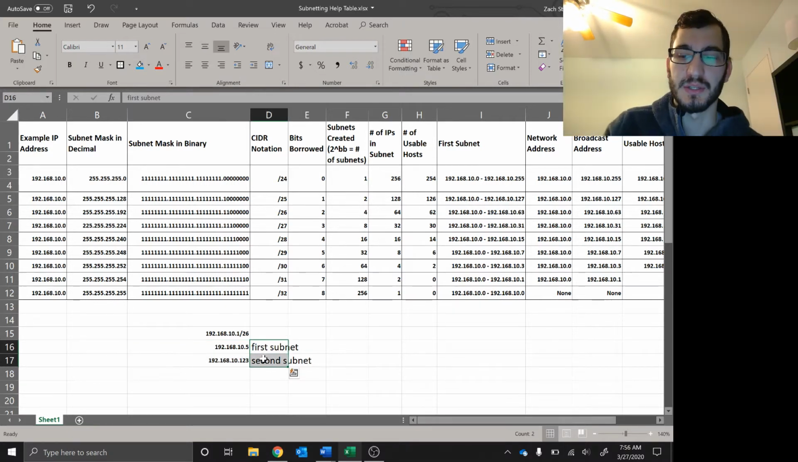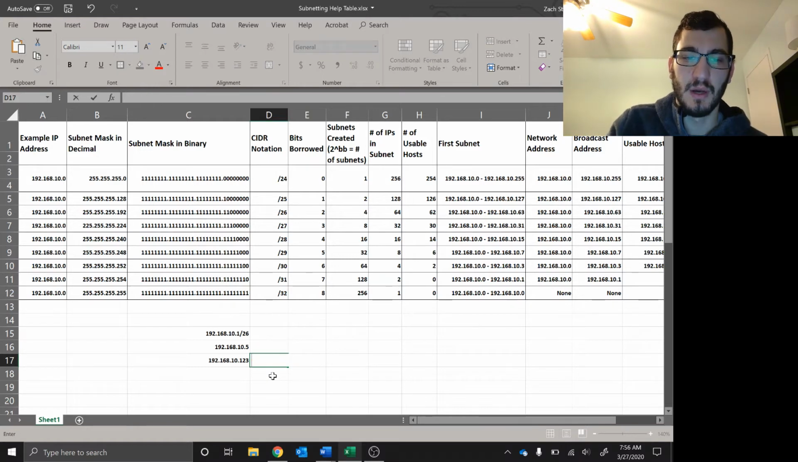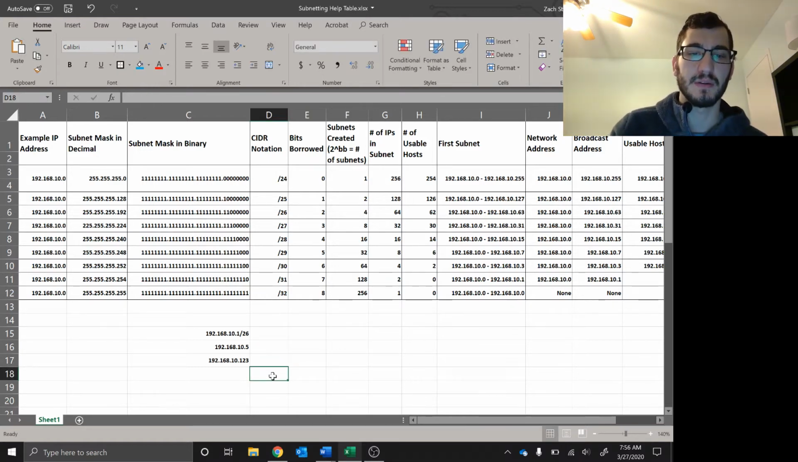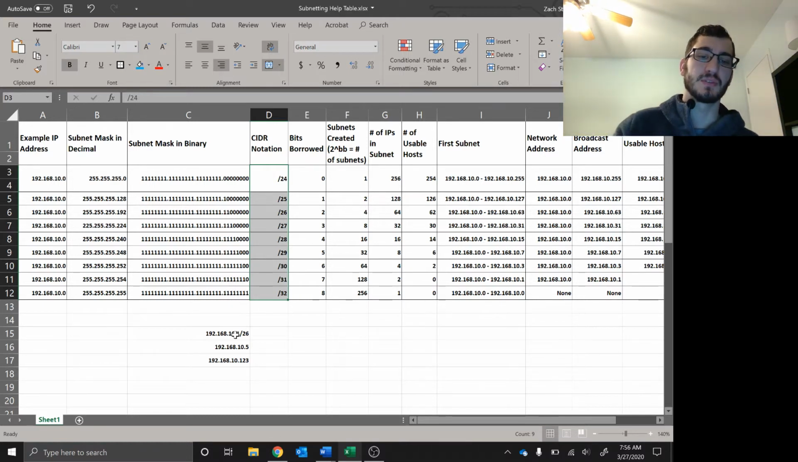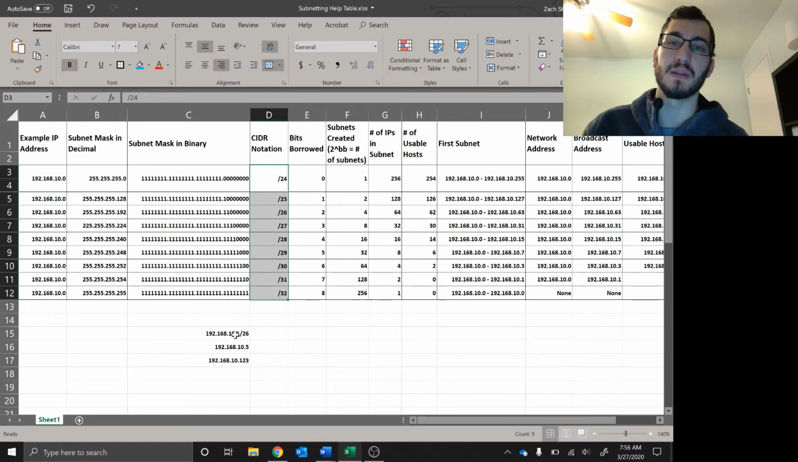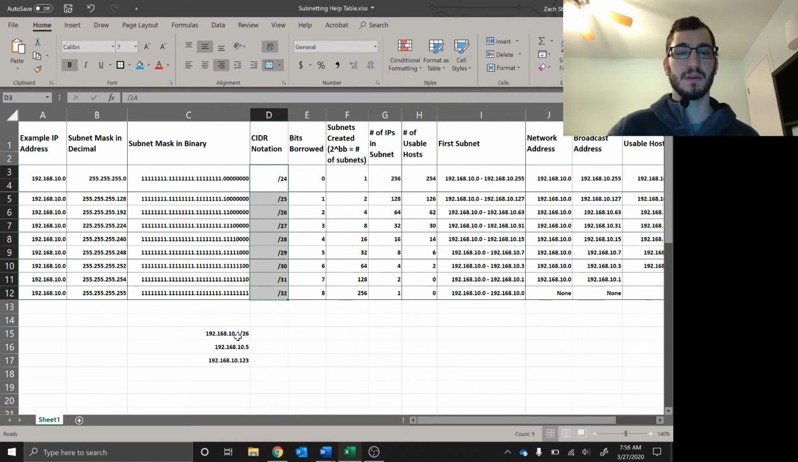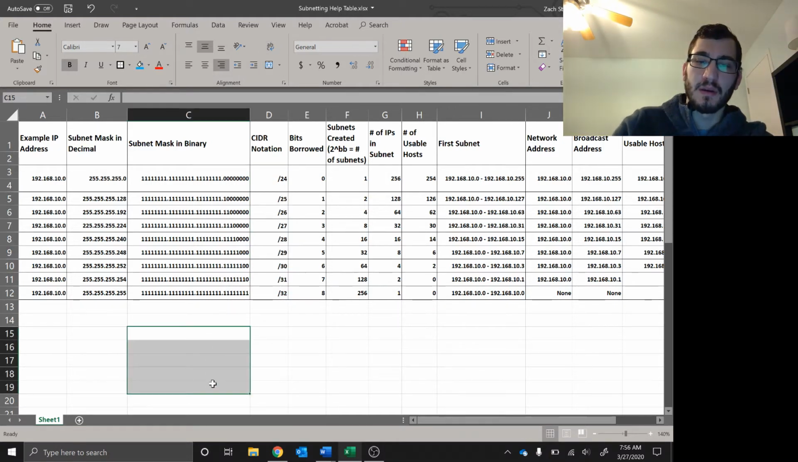So that's just some helpful info as to what a CIDR notation is. It's really just the number of bits borrowed. It's the number of ones in the binary subnet mask. And it's shorthand, and it's a really easy way to write down an IP address with a subnet mask.